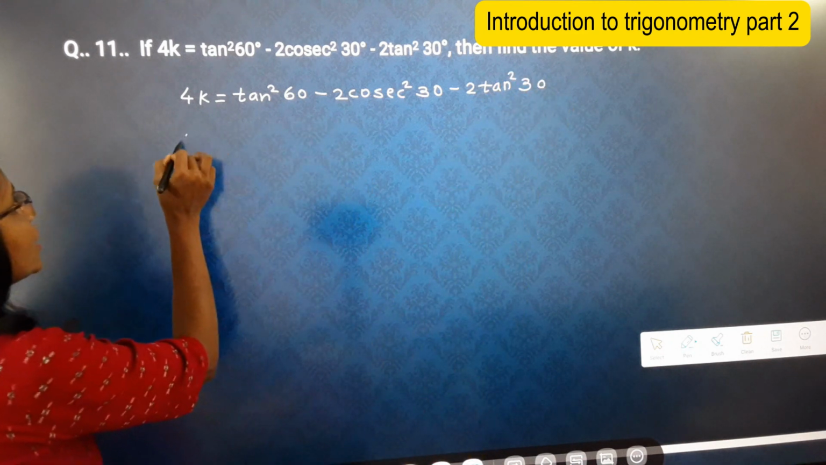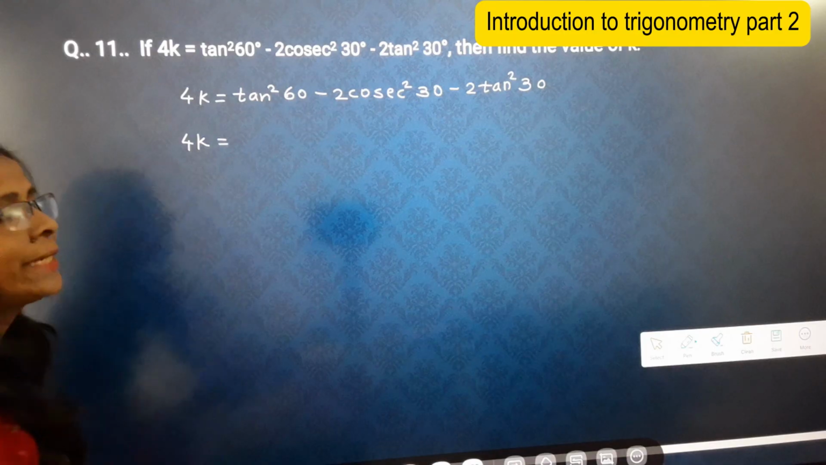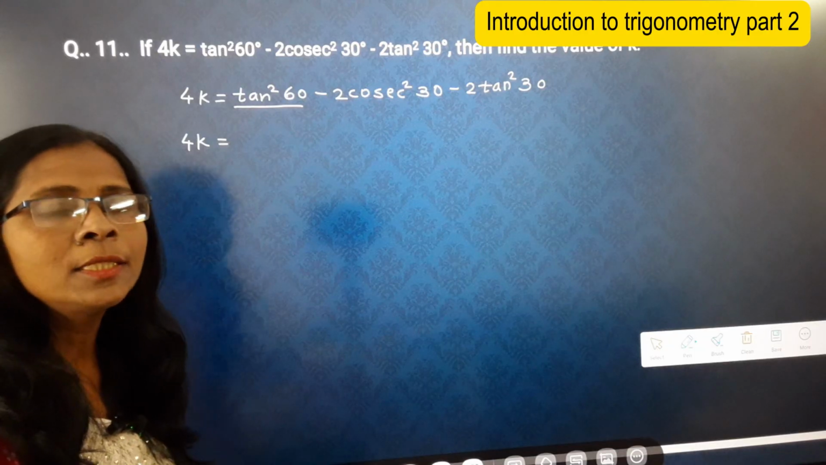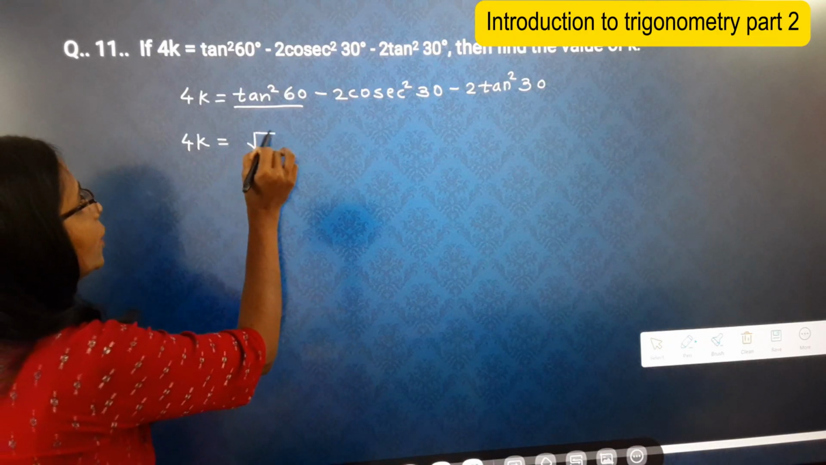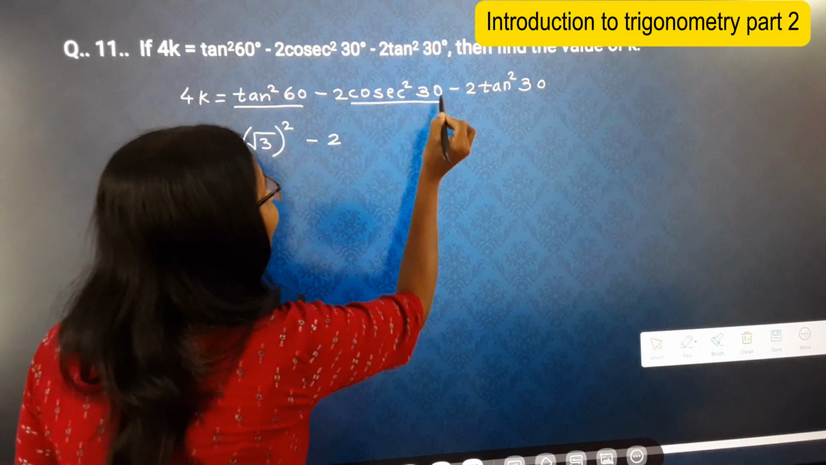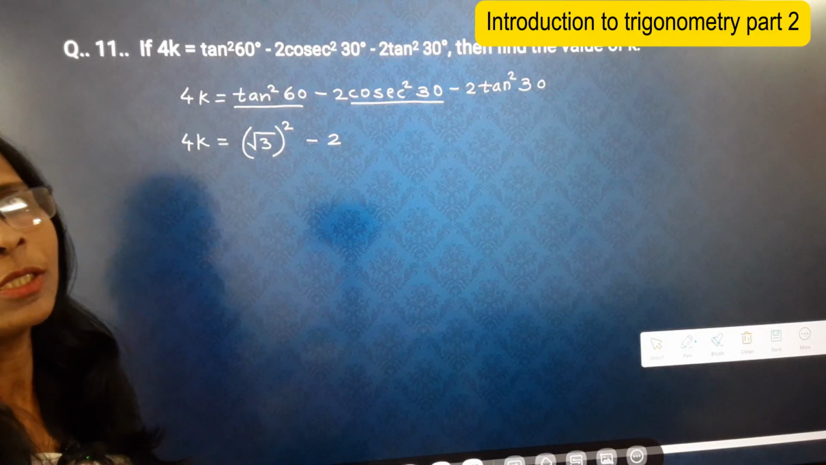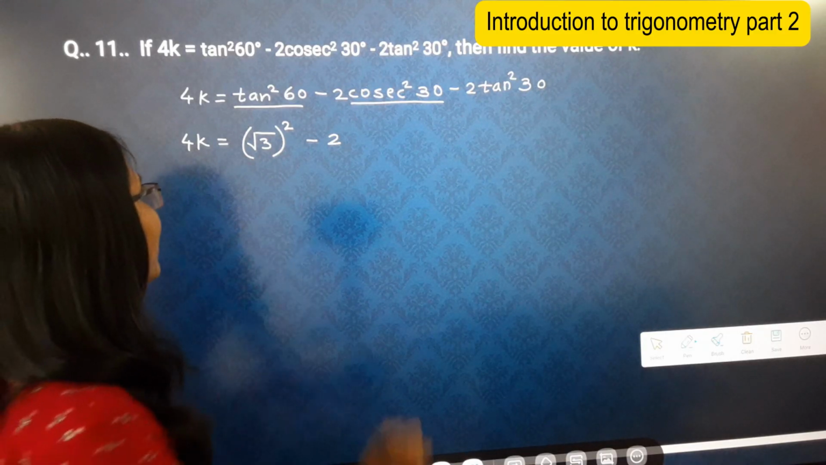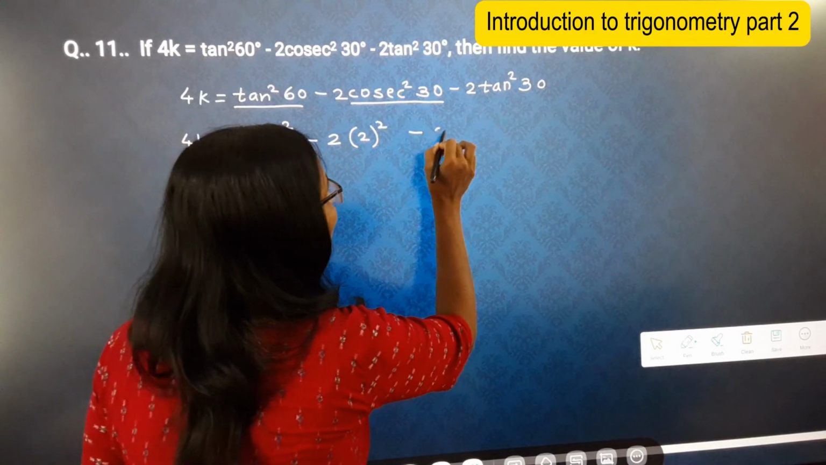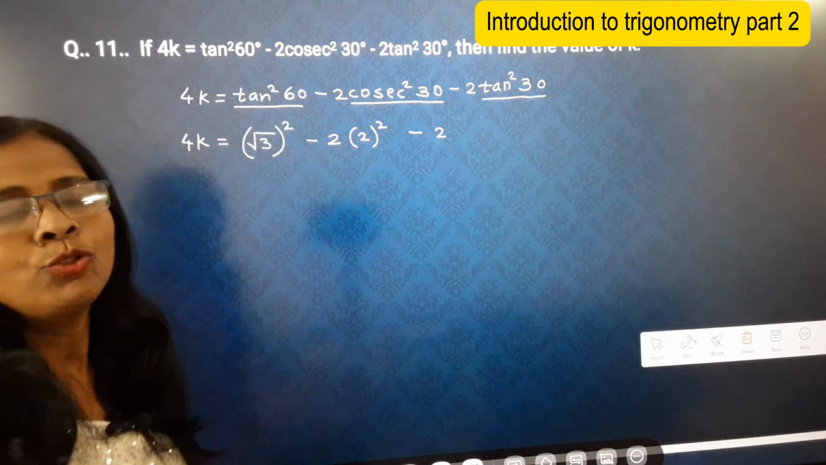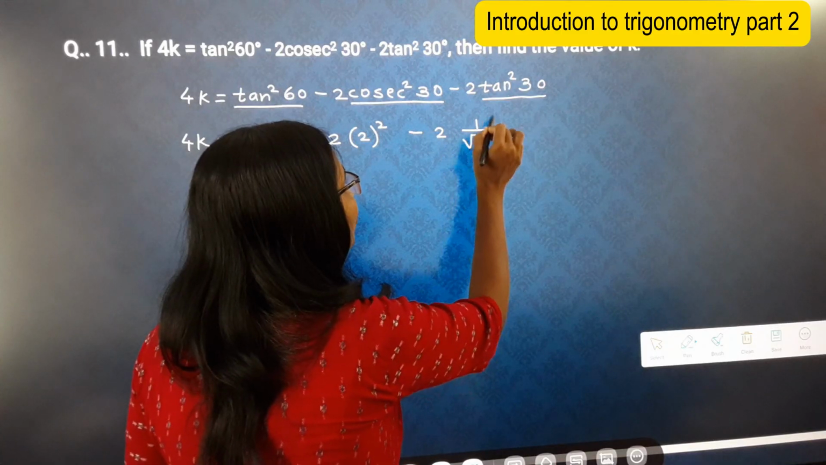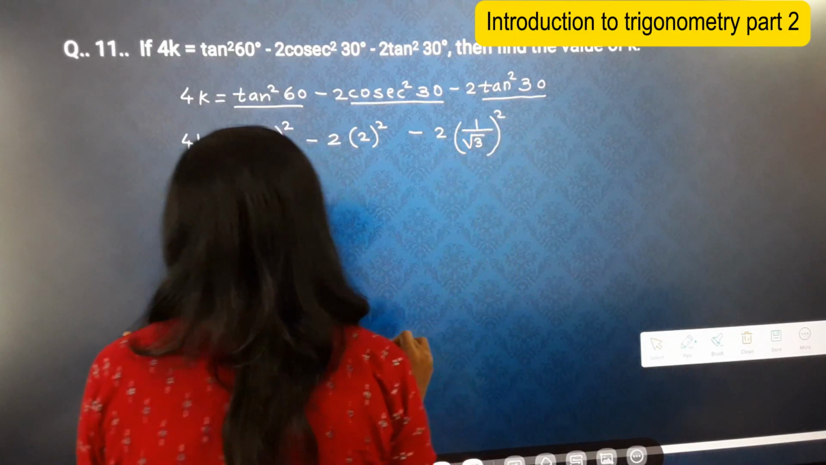So now here students, 4k is equal to tan square 60. The value of tan 60 is root 3, students. So here square of root 3, then minus 2 cosec square 30. The value of cosec 30 is 2, so the square of 2, and minus 2 tan square 30. The value of tan 30 is 1 upon root 3, so the square of 1 upon root 3.